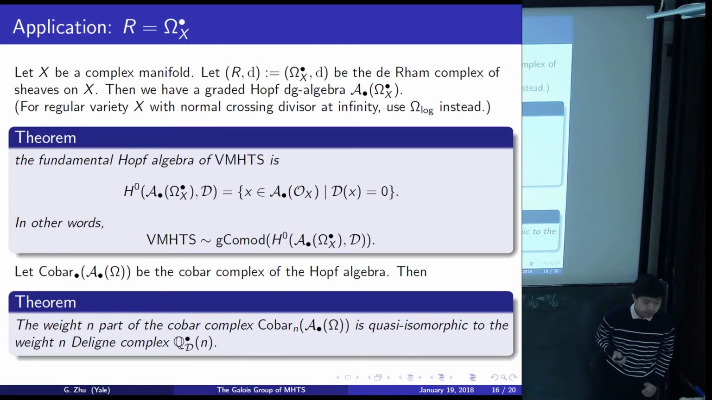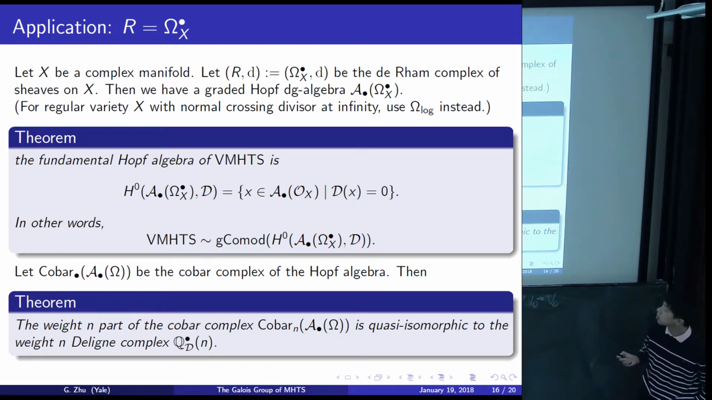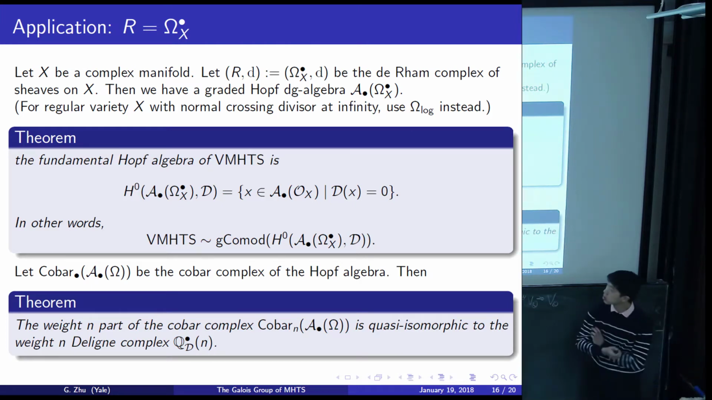Is there any use for the higher cohomologies of this complex? You have only H0. Or is this hidden in this cobar construction? Yeah, cobar construction. No, so the use of the higher cohomologies, is it hidden somewhere in the next theorem?